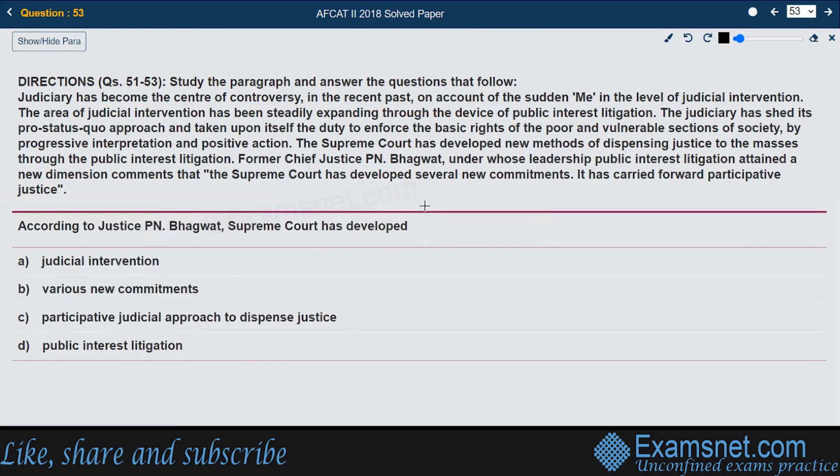Next, study the paragraph. So again, it is paragraph based. The same paragraph is repeated once again. According to Justice P.N. Bhagwat, Supreme Court has developed what? So let's look at the previous last line. It says the Supreme Court has developed several new commitments. So we can have an answer. So option B is the right answer, which says various new commitments. So that is the right answer.